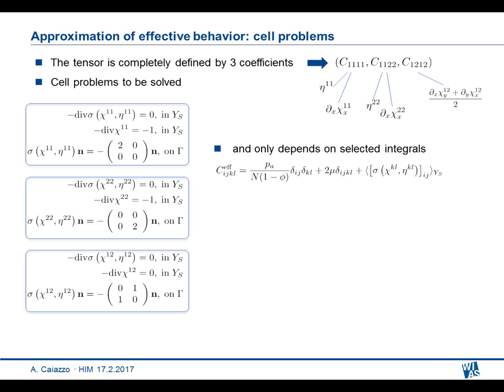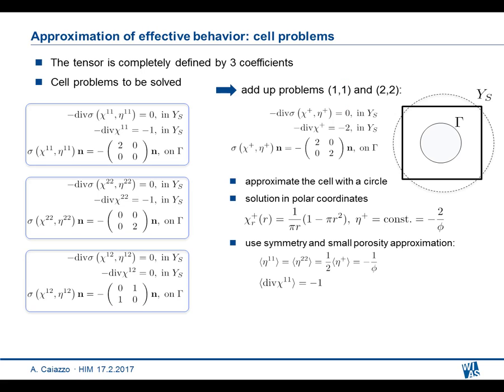We need these equations to fill our fourth order tensor. So these are the terms that we need in each coefficient. The term that I need is the average of the solution over the cell. So how do I solve the problem?